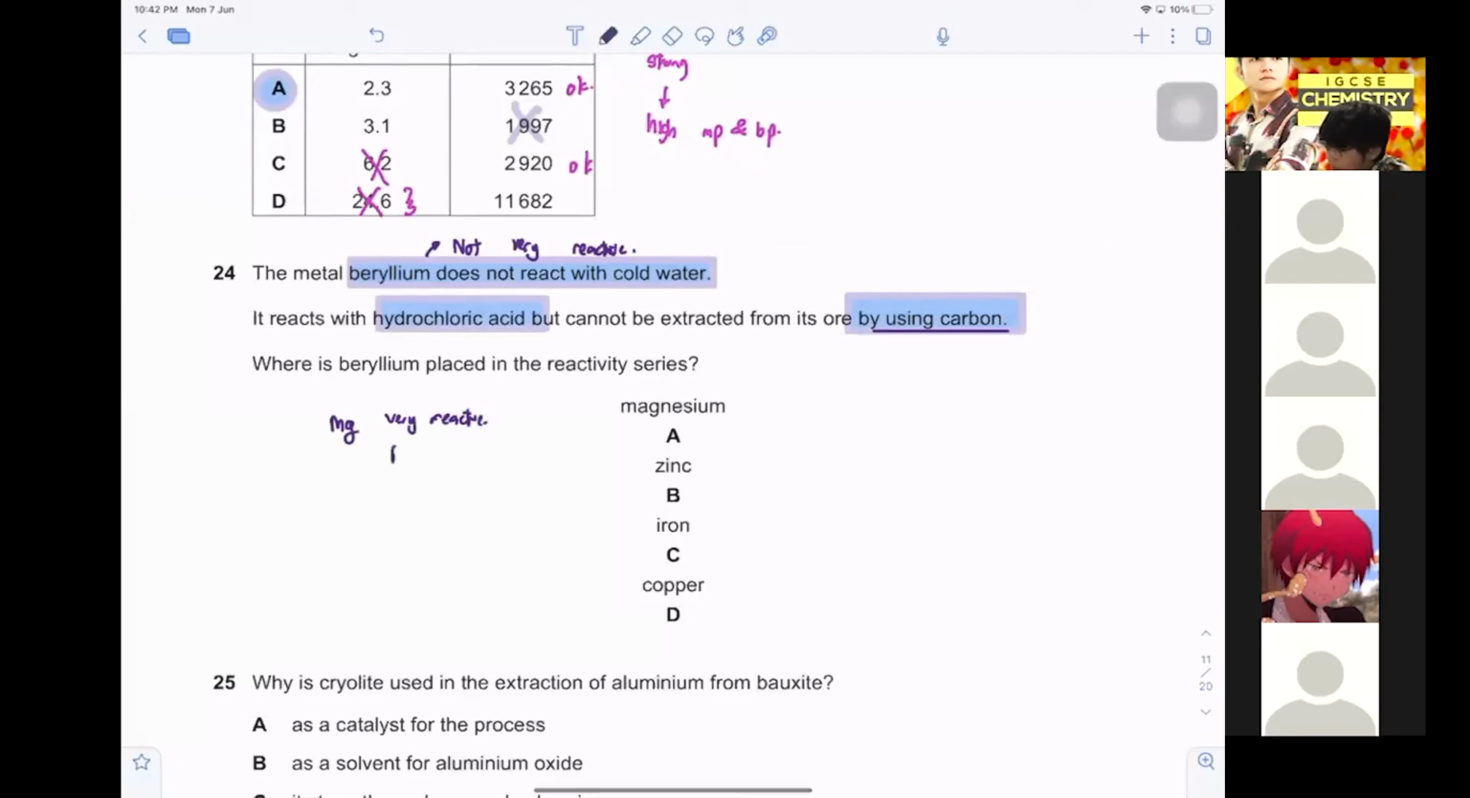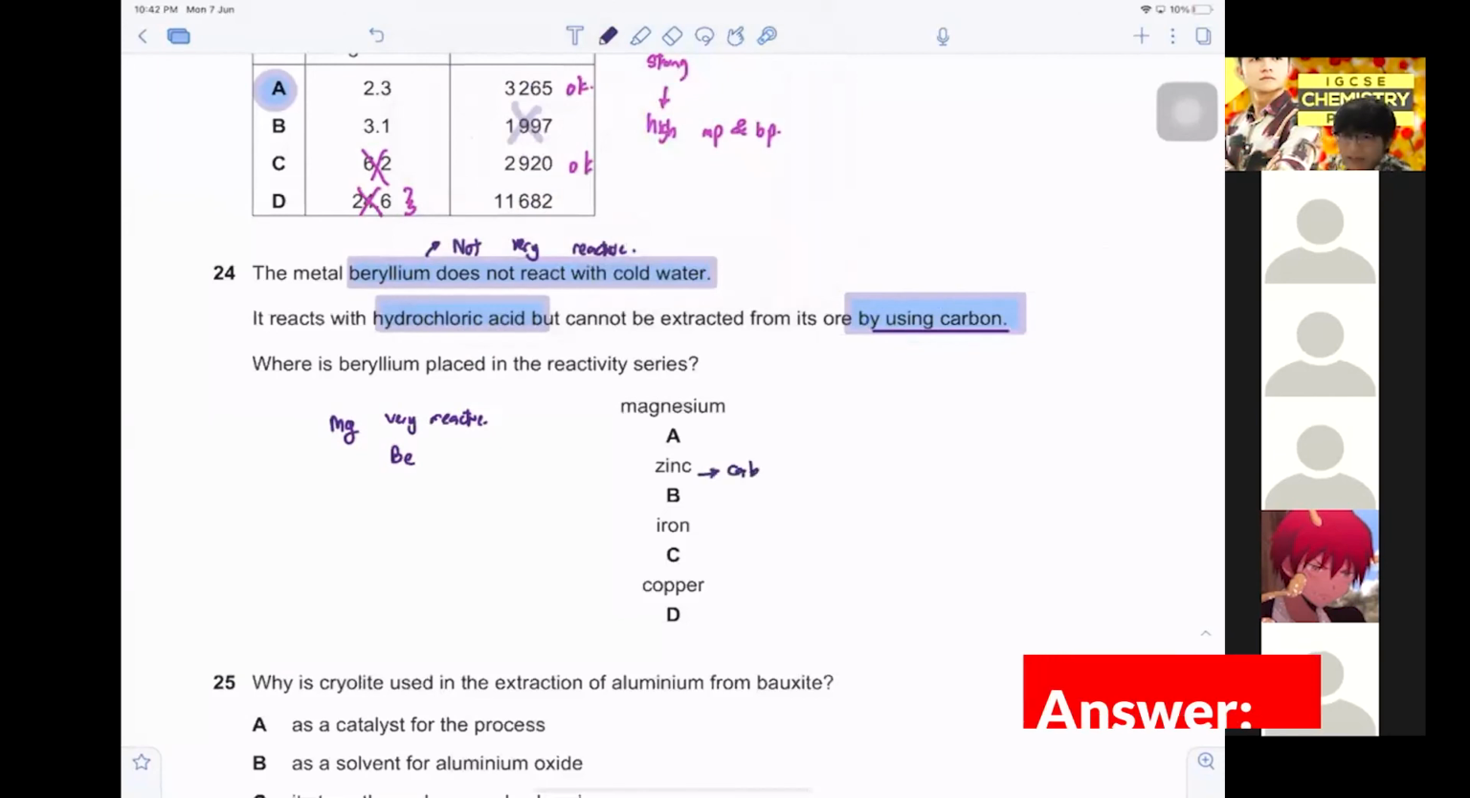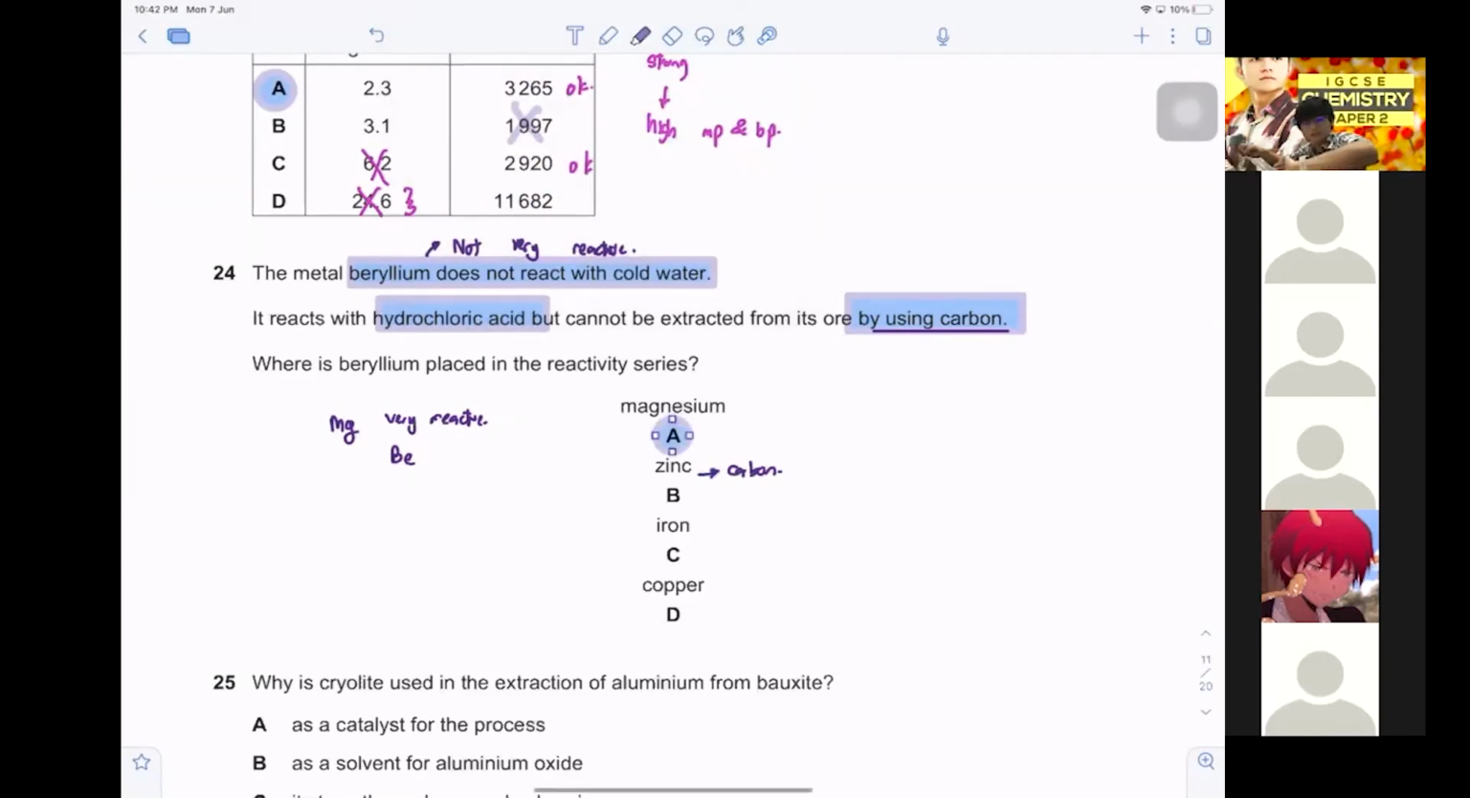Okay, next, it reacts with HCl. Metal can react with HCl, right? Next, cannot be extracted from its ore using carbon. By the way, carbon is somewhere here. So if carbon is somewhere here, beryllium must be higher than carbon, right? So the answer is A, because it can't be placed lower than carbon. They say it cannot be extracted using carbon, so carbon can't reduce it.